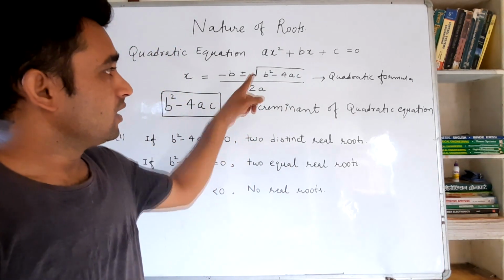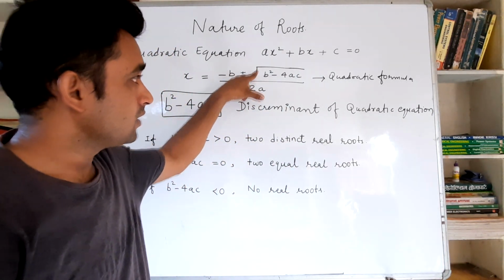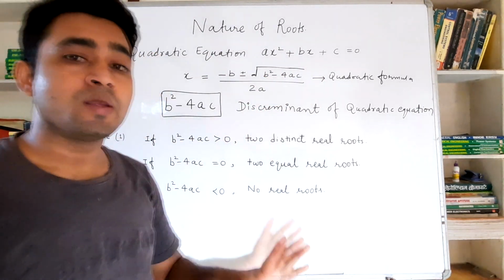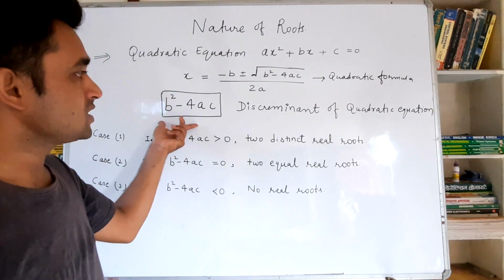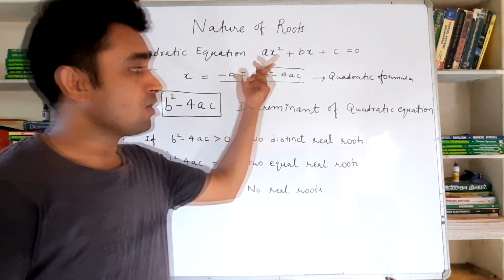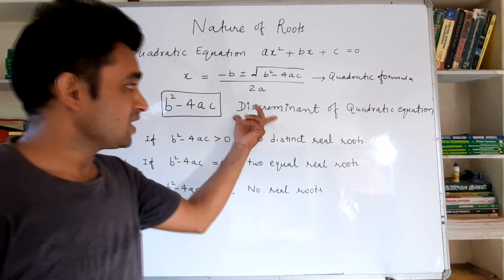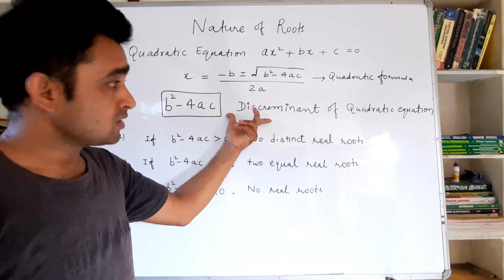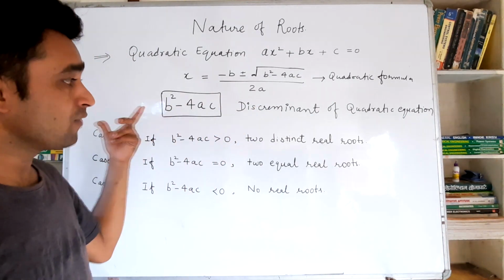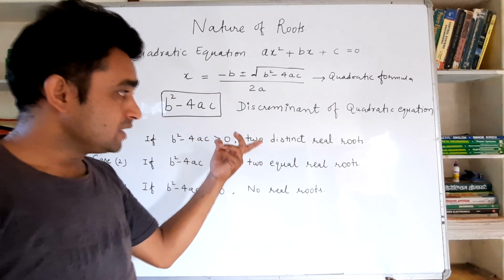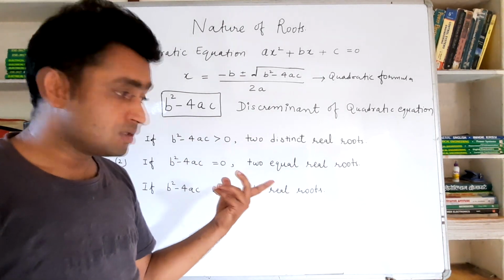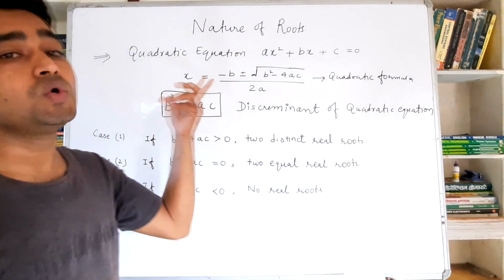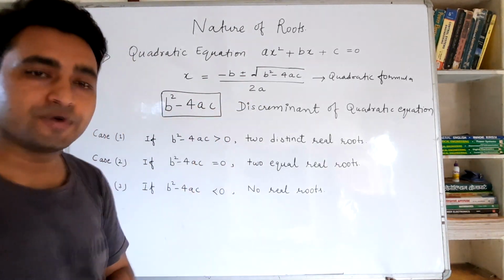In this quadratic formula, the term lying under the square root, b square minus 4ac, is very important. This b square minus 4ac is also known as the discriminant of the quadratic equation. Why is this known as the discriminant? Because it helps to determine whether the roots are distinct and real, equal, or not real. So this decides the nature of the roots of the quadratic equation. That's why this is very important.